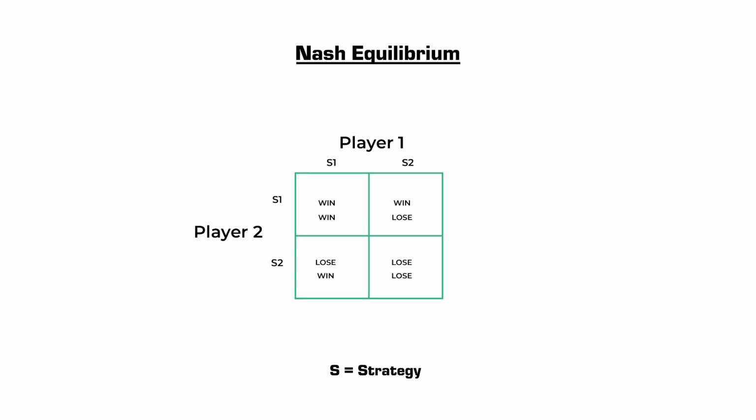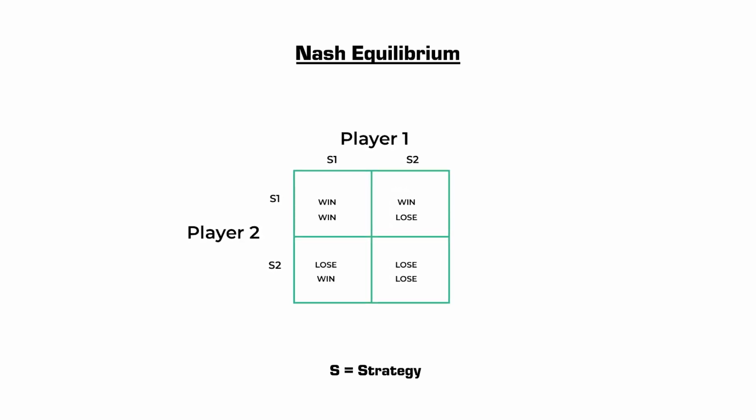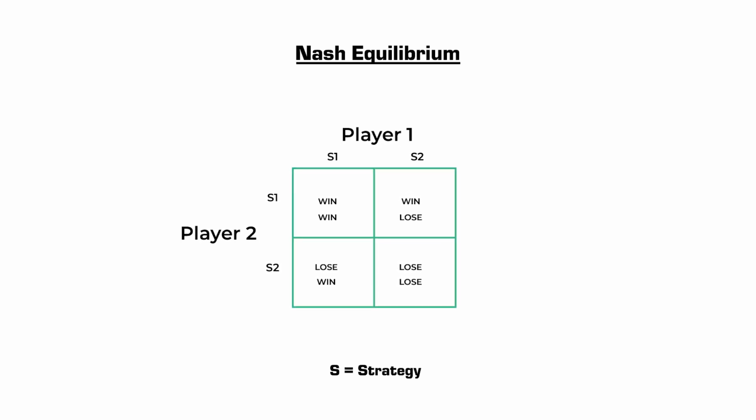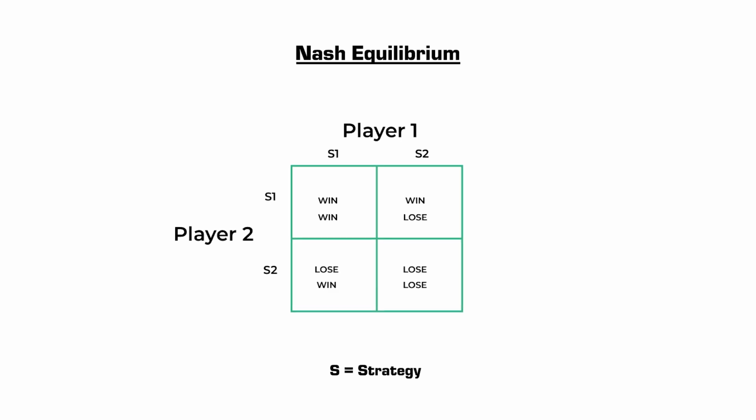If a player has knowledge of the strategies that can be adopted by another player, yet he does not alter his own choices, then the outcome is said to be in Nash equilibrium.